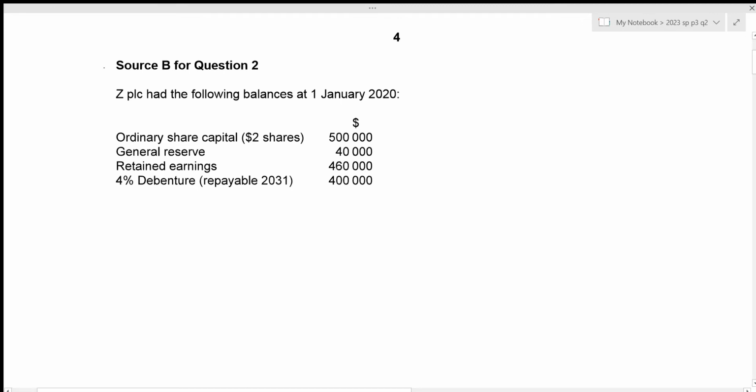ZPLC had the following balances at 1st January 2020. We are given the balances for equity, ordinary share capital, whose nominal rate is 2 per share, general reserve, retained earnings, and 4% debenture, which is repayable in the year 2031. Let's have a look at our first question.